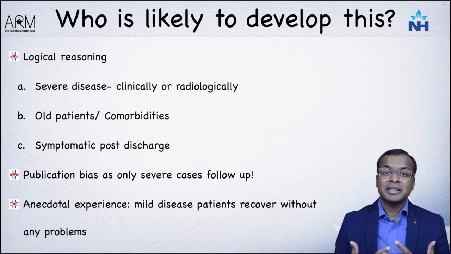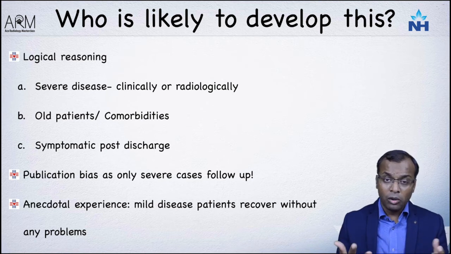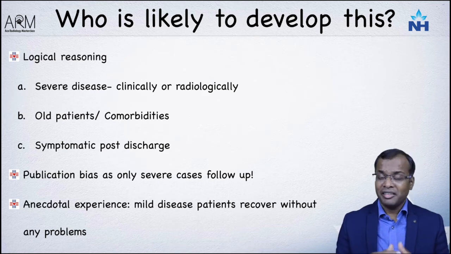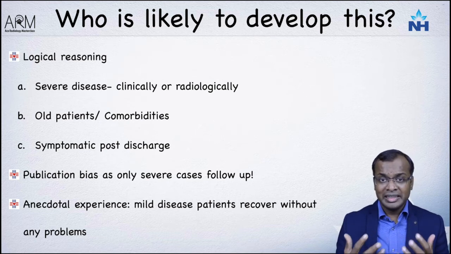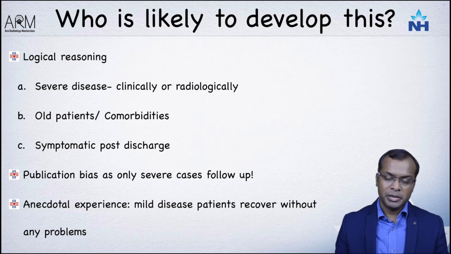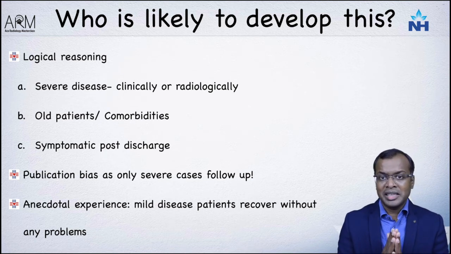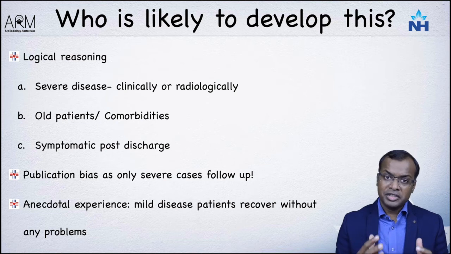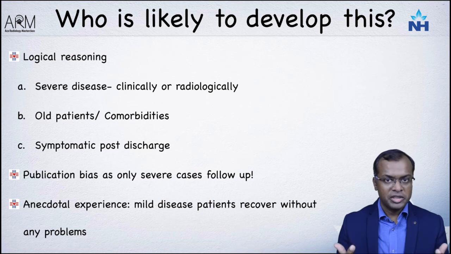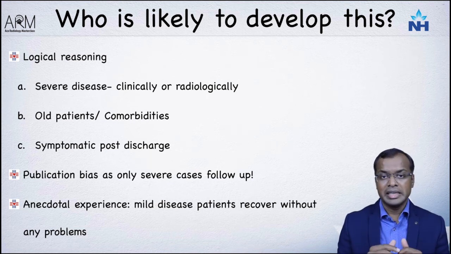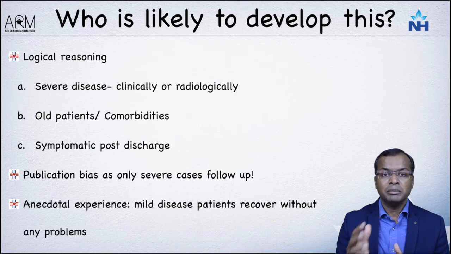Finally, if you look at our anecdotal experience, perhaps a lot of you may also have similar experience, mild disease patients recover fully without any symptoms, and they are unlikely to have any fibrosis, and in a similar manner we do not image these patients. So this is the problem that we face. Patients who have mild disease, we expect them to recover. If they don't have symptoms, we are not imaging them. People who have severe disease, we expect them to have some kind of fibrosis and we are following them up.